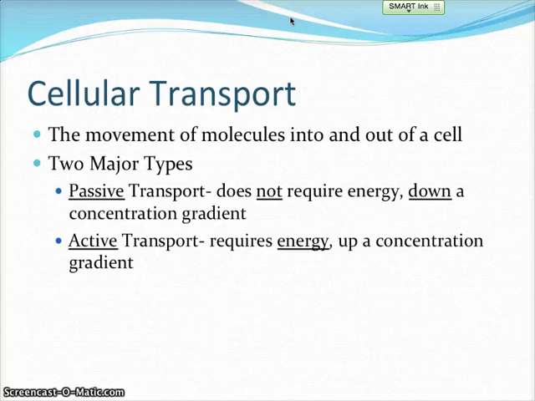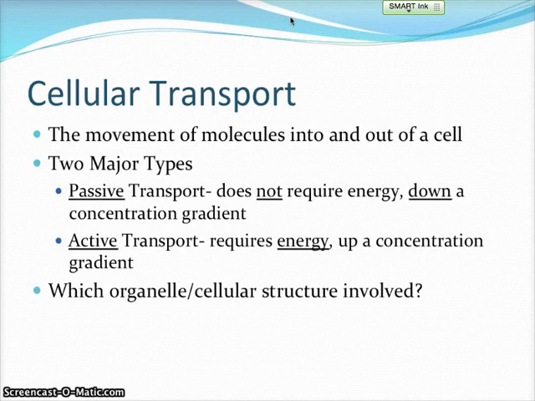Cellular transport is defined as the movement of molecules in and out of a cell. So diffusion actually occurs inside and outside of our cells, as well as in regular settings like the food coloring or the cookie example. Today we're going to talk more about the cellular definition of diffusion, and there are two major types. There's passive transport, which does not require energy, and it moves down a concentration gradient. So it's when molecules are spreading out. The other one is called active transport. Notice active and passive have opposite meanings. So active does require energy, and it moves up a concentration gradient.